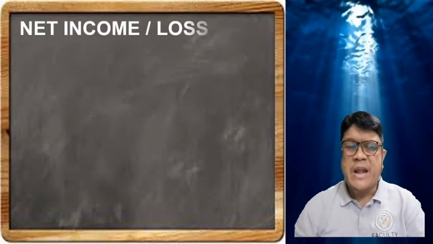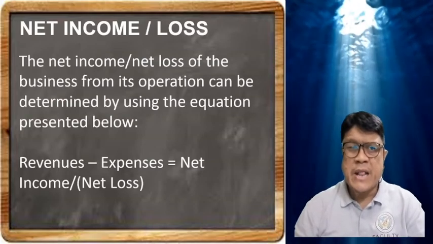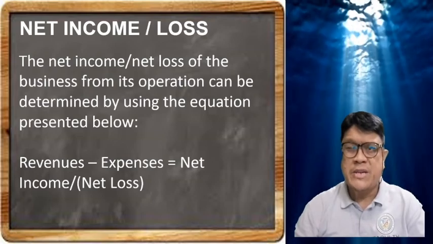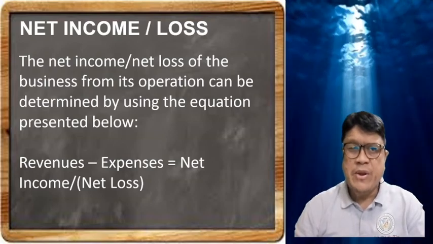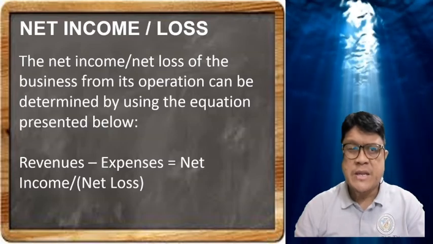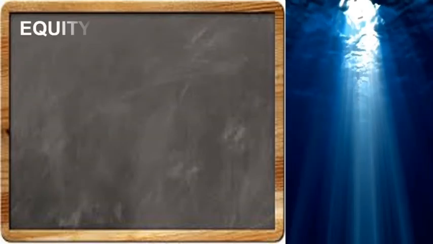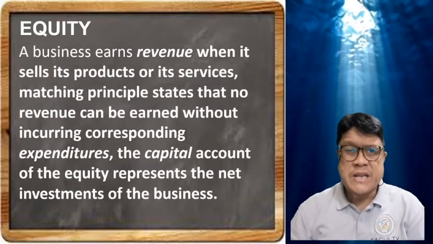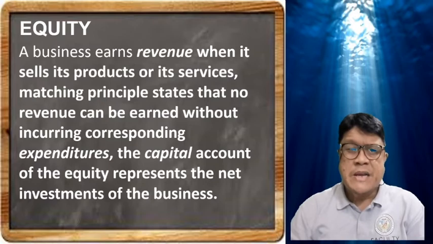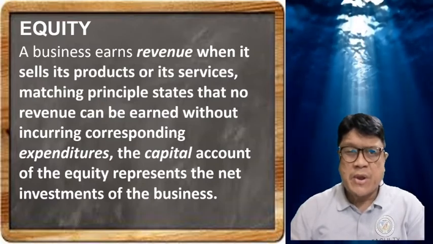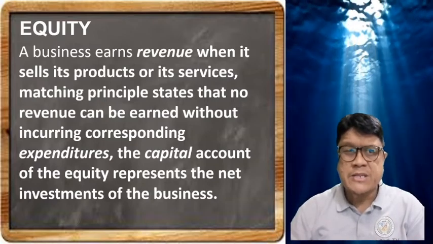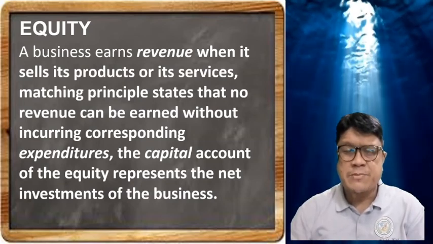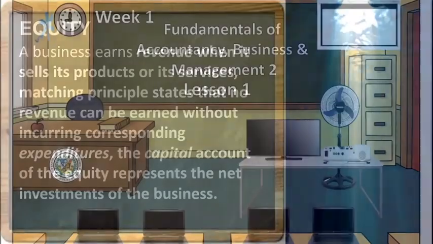Net income or net loss. The net income or net loss of the business from its operation can be determined by using the equation presented below. Revenues minus expenses equals net income or net loss. Equity. A business earns revenue when it sells its product or its services. Matching principle states that no revenue can be earned without incurring corresponding expenditures. The capital account of the equity represents the net investment of the business.